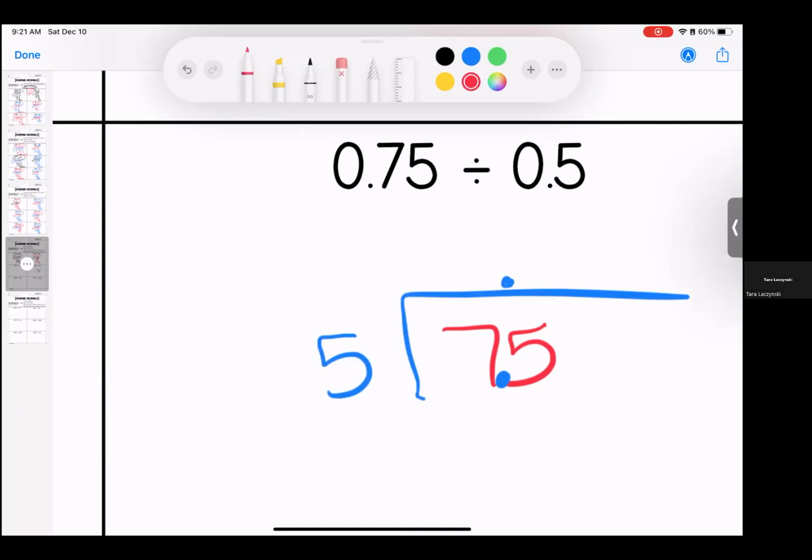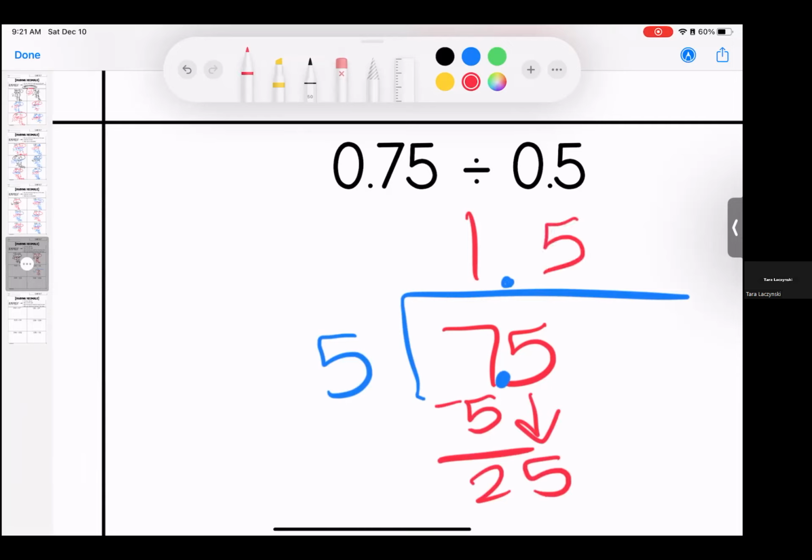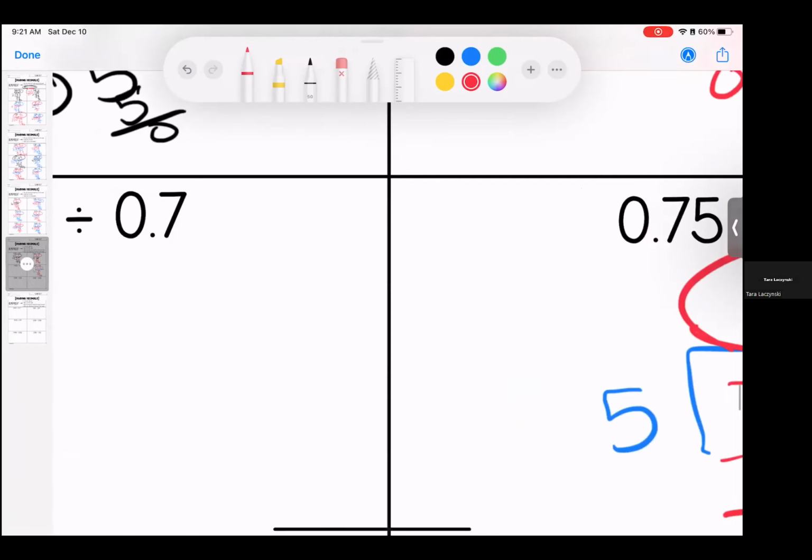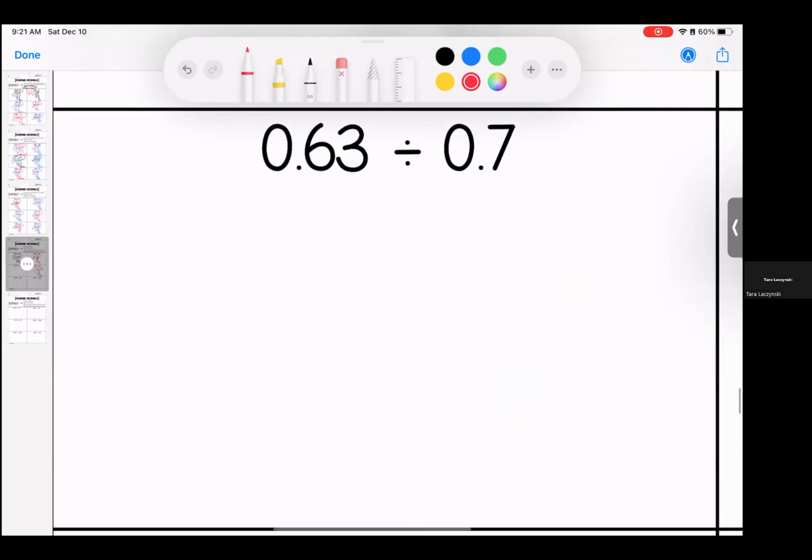Let's divide. 5 goes into 7 two times. Whoa, my brain. 5 goes into 7 one time. 2 is what I get when I subtract. My brain is going a mile a minute. 7 minus 5 is 2. There's my 2. Bring it down. 5 goes into 25 5 times. 25 minus 25 is 0. 1 and 5/10.